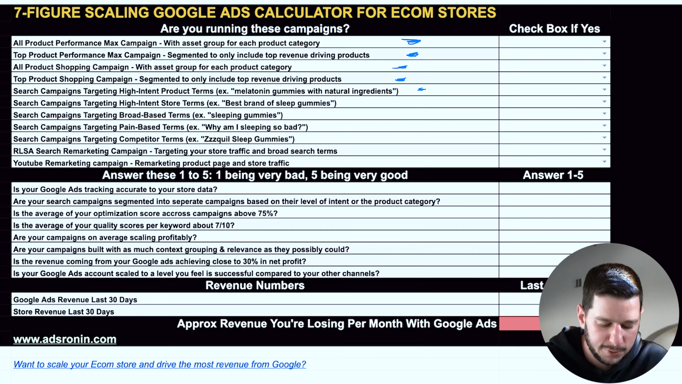Next is going to be on the store level. So the first one was product based. Next is going to be store terms. So people who are searching the best brand for sleep gummies, for example, basically terms that are going to be relevant to the overarching store that you're selling the products from. And that's where you're going to want segmentation because these will both convert at different rates.